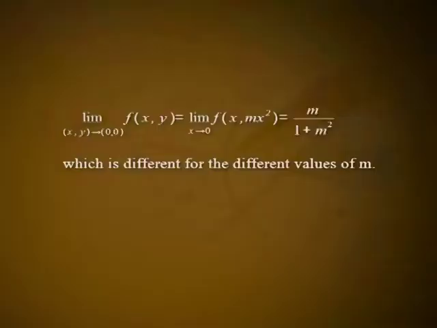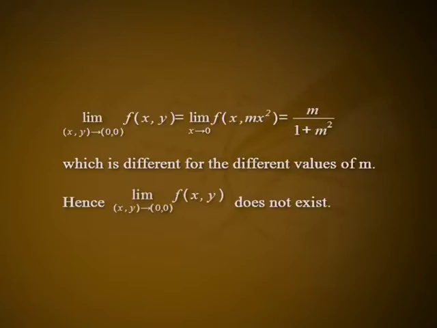But by putting y equal to m x squared, the limit of f(x, y) as (x, y) tends to (0, 0) is equal to the limit of f(x, m x squared) as x tends to 0, which is equal to m divided by 1 plus m squared, which is different for different values of m. Hence, the limit of f(x, y) as (x, y) tends to (0, 0) does not exist. Thus, the function possesses no limit at the origin, but a straight line approach gives the limit 0.